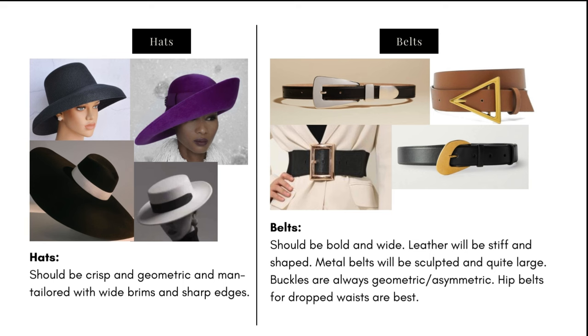Hats. Hats should be crisp and geometric and man-tailored, with wide brims and sharp edges. Belts should be bold and wide. Leather should be stiff and shaped. Metal belts will be sculpted and quite large. And buckles should always be geometric or asymmetric. Hip belts for dropped waists are best.